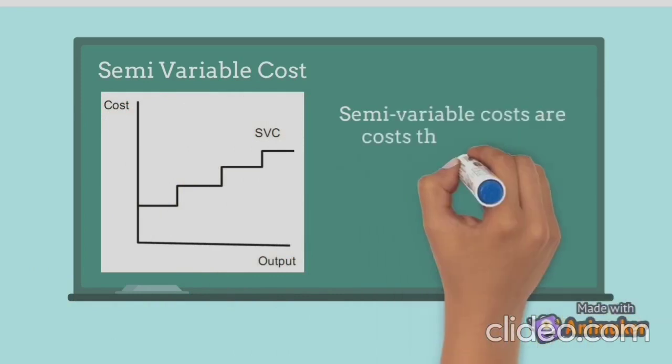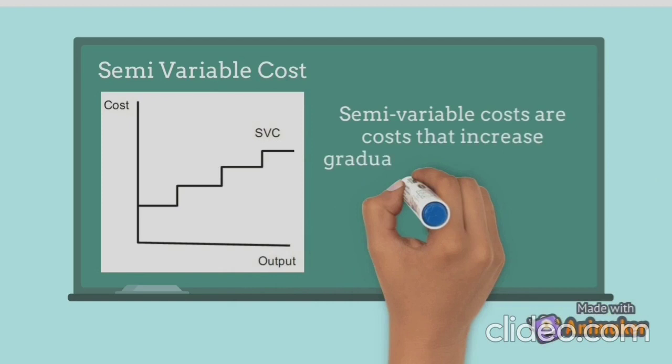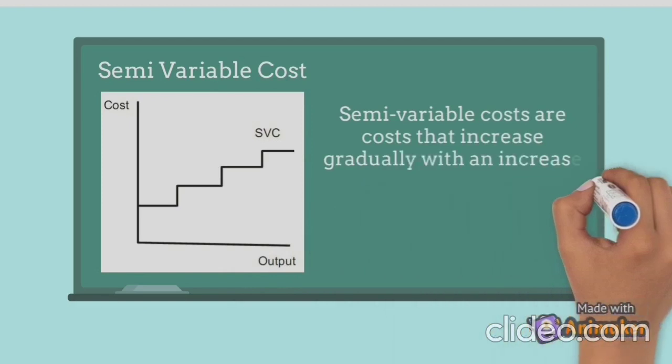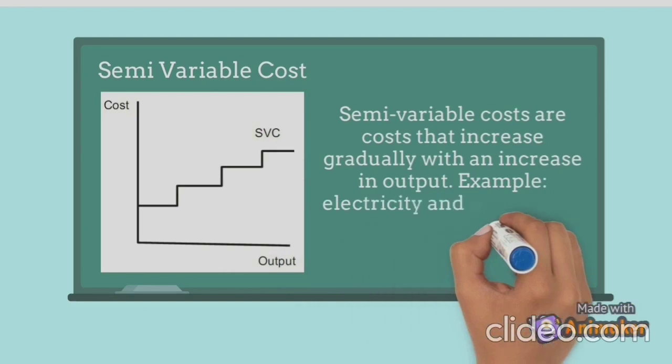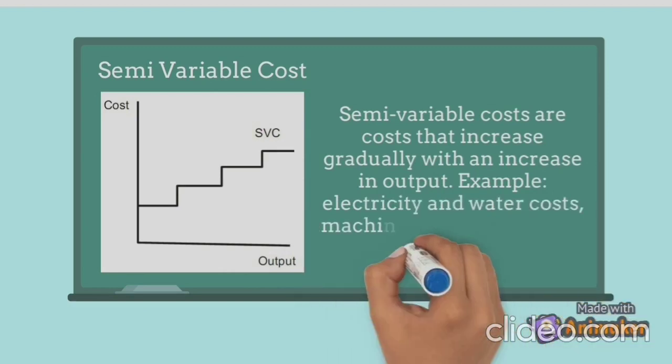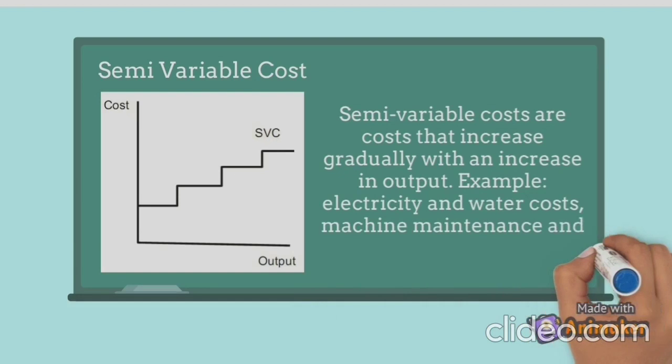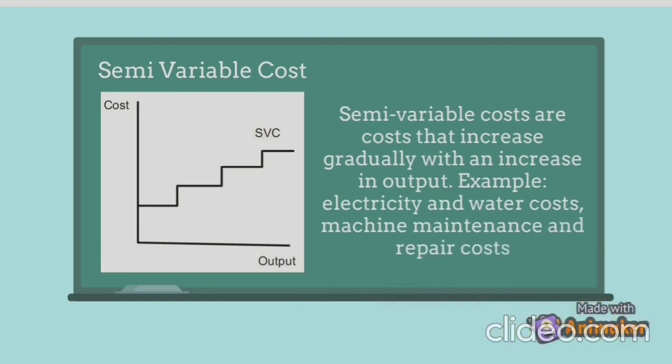Semi-variable costs are costs that increase gradually with an increase in output. Example, electricity and water costs, machine maintenance, and repair costs.